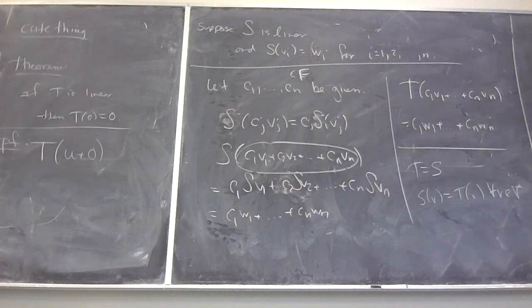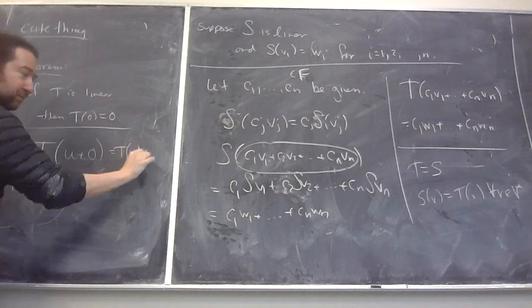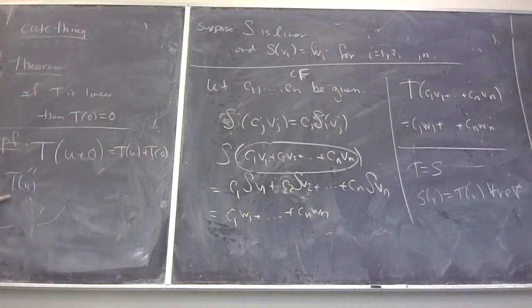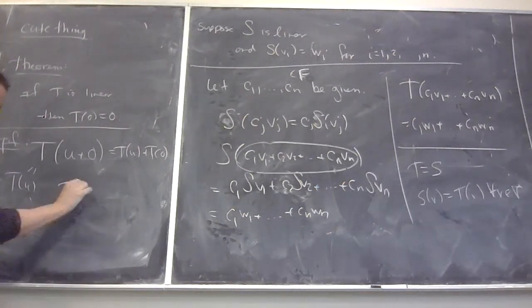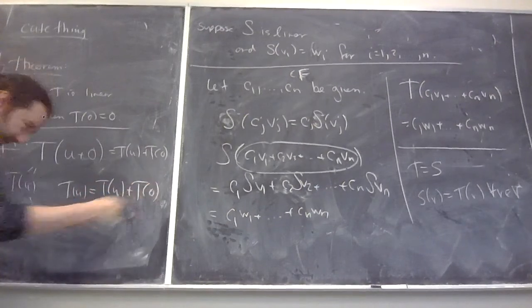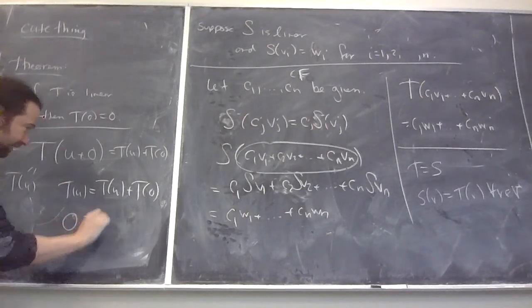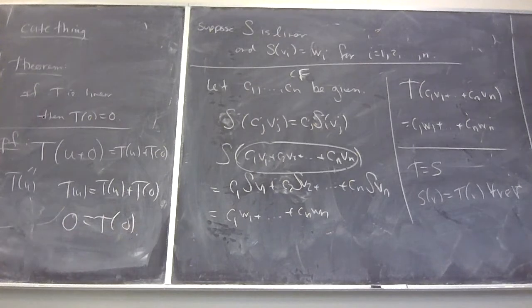What is that equal to? On the one hand, this is T of U, because U plus 0 is equal to U. So T of U plus 0 is T of U. But by linearity, what is T of U plus 0 equal to? T of U plus T of 0. So T of U is equal to T of U plus T of 0. So what is T of 0 equal to? 0. Subtract T of U from both sides. Why is this cute? Because it takes no work at all. What a beautiful little theorem that is.